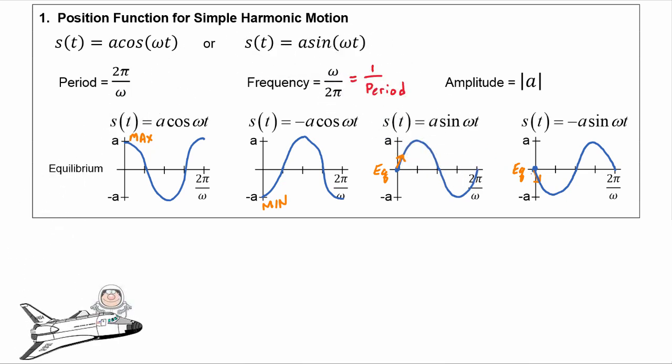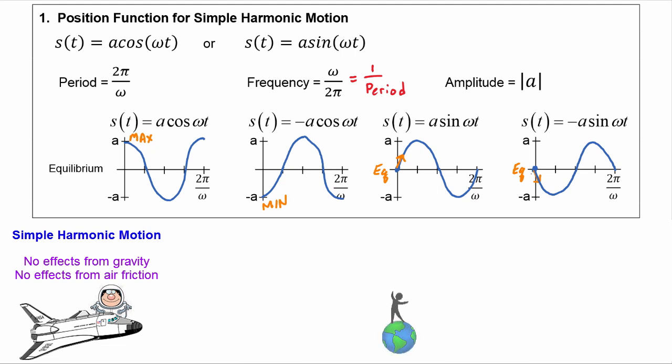Suppose you have an astronaut in outer space going to run an experiment. They will feel no effects from gravity and no effects from air friction, and this is what happens in simple harmonic motion. Now suppose you have a person on planet Earth going to run the experiment where they experience gravity and experience air friction. This is what's called damped harmonic motion.